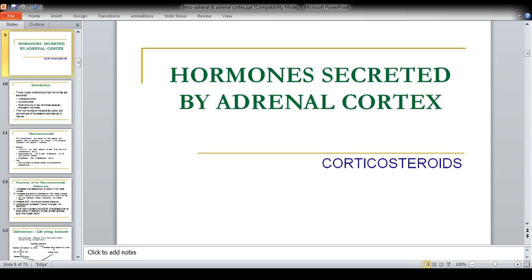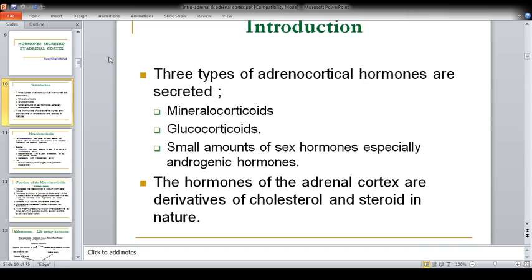So now let's take a look at the hormones secreted by the adrenal gland. First we'll study the hormones which are secreted by the adrenal cortex and then the adrenal medulla. So there are three types of adrenocortical hormones that are secreted.